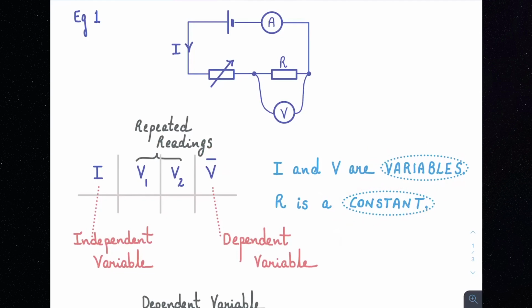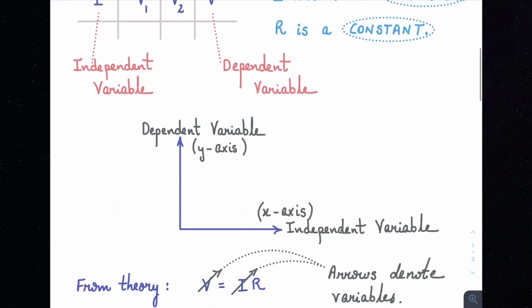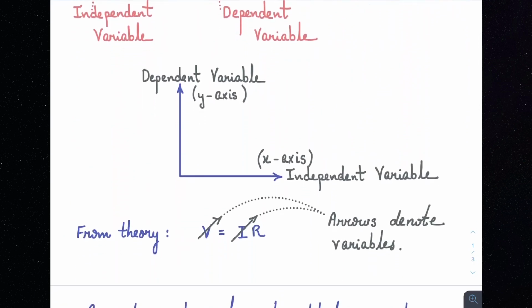Moreover, we call V the dependent variable, whereas I is the independent variable, and this is because the voltage reading depends on the current setting and not vice versa. We normally plot the dependent variable on the y-axis, in this case V, and the independent variable on the x-axis, in this case I. But this is not necessarily always so.